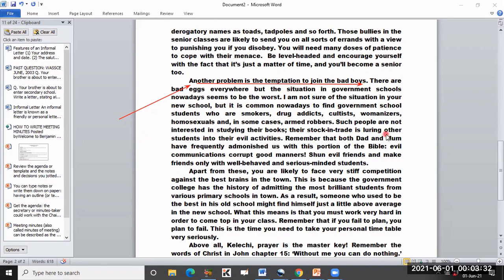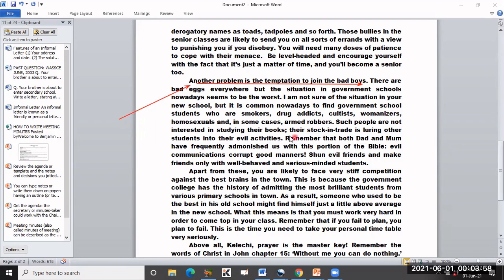Their stock in trade is luring other students into their evil activities. Remember that you have now explained the problem. The challenge is the temptation to join them. They will want to lure you to join them, all right? Then you are now coming with a solution, how he is going to overcome this problem.